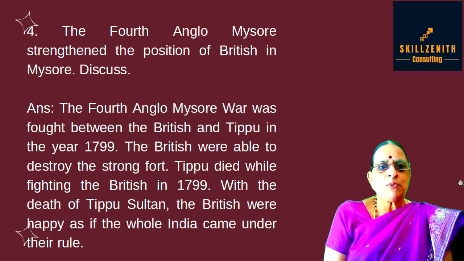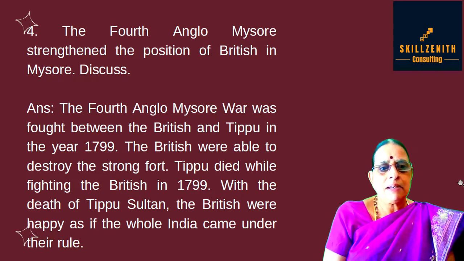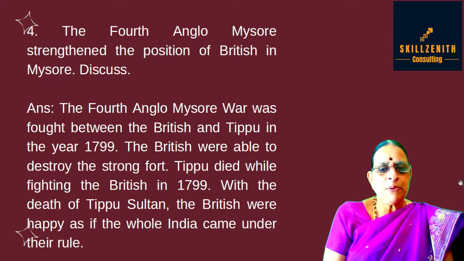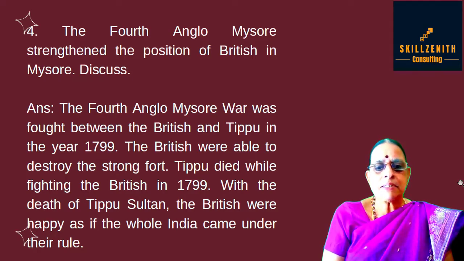The Fourth Anglo-Mysuru War strengthened the position of British in Mysore. Discuss. Answer. The Fourth Anglo-Mysuru War was fought between the British and Tippu in the year 1799. The British were able to destroy the strong fort. Tippu died while fighting the British in 1799. With the death of Tippu Sultan, the British were happy as if the whole India came under their rule.